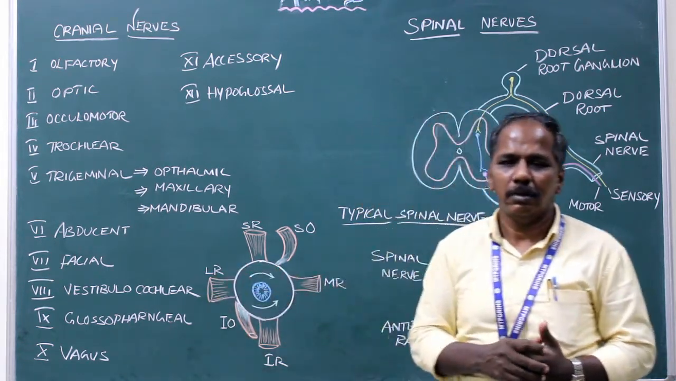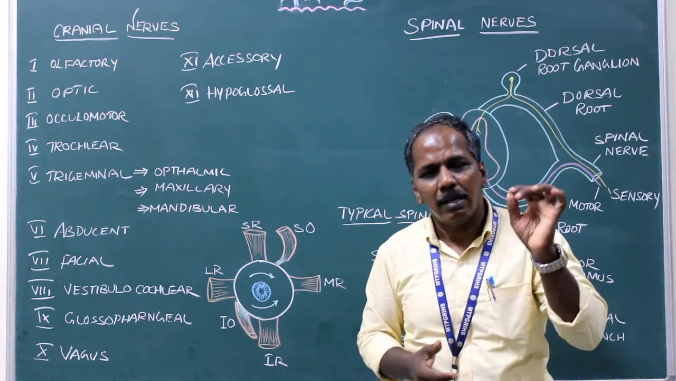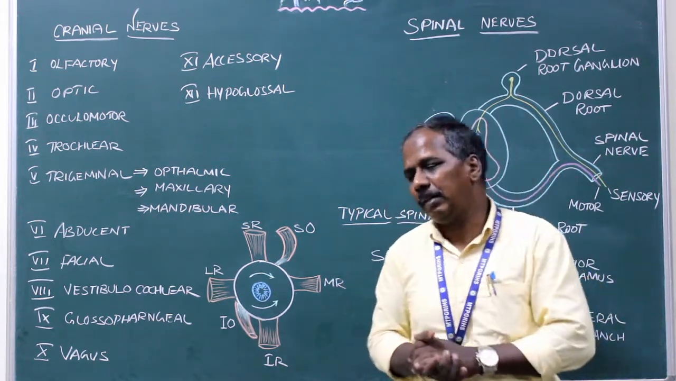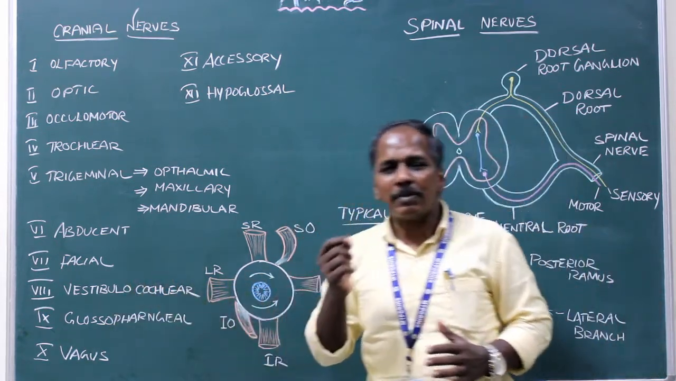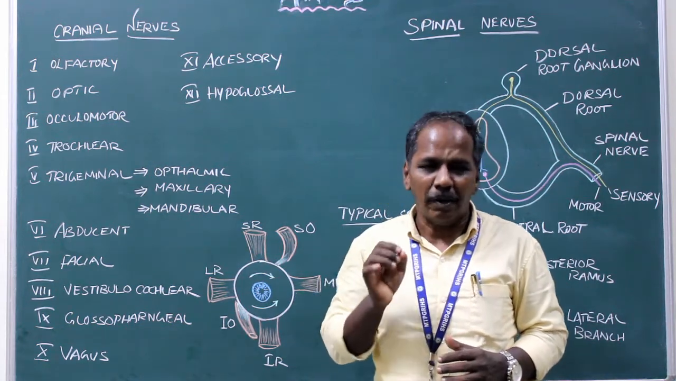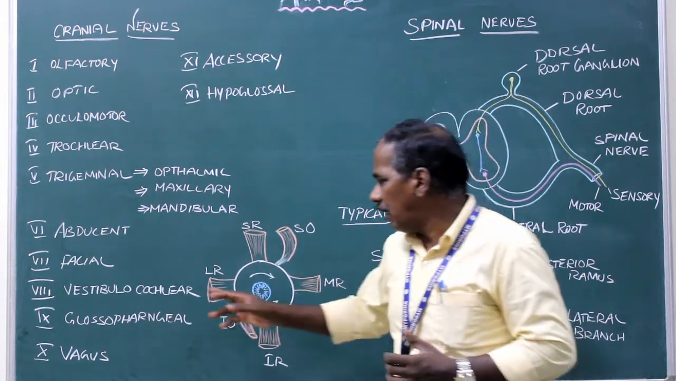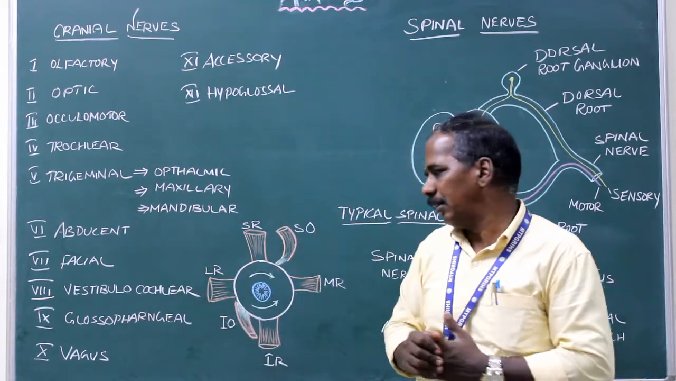Vestibulocochlear nerve, the eighth cranial nerve. Its type is special sensory. The vestibular part is responsible for maintenance of the equilibrium of the body, whereas the cochlear part is responsible for hearing.